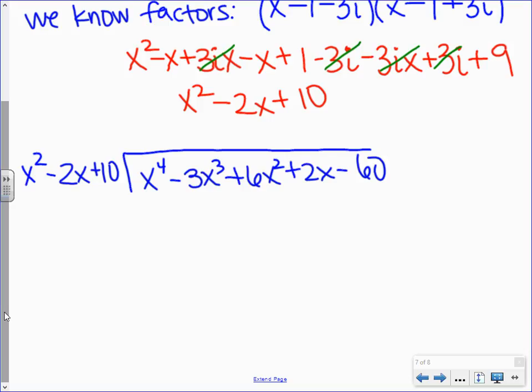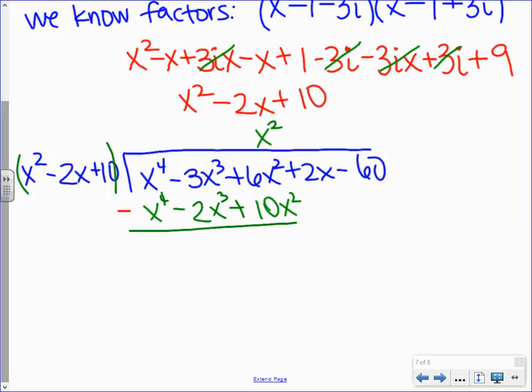I will say on the quiz, long division went pretty well. There were only maybe a couple people who made some small mistakes. But let's talk through this problem together. X squared goes into the x to the 4th how many times? X squared. We multiply our divisor by x squared to get x to the 4th minus 2x cubed plus 10x squared. Okay. From here, we're subtracting, so at this point, we make these opposite signs so we can get the subtraction.